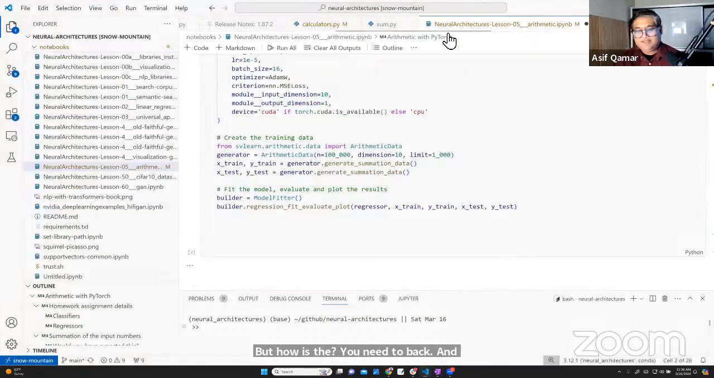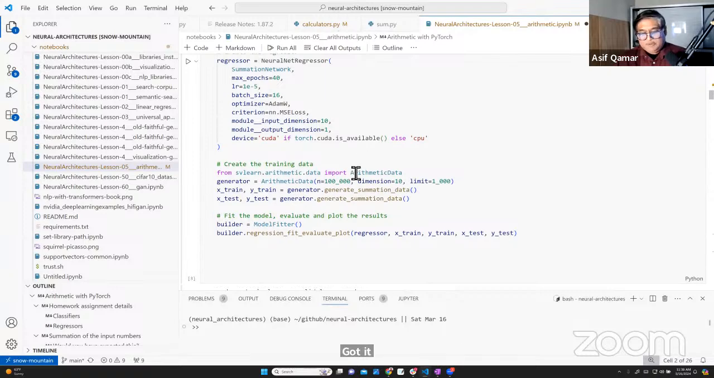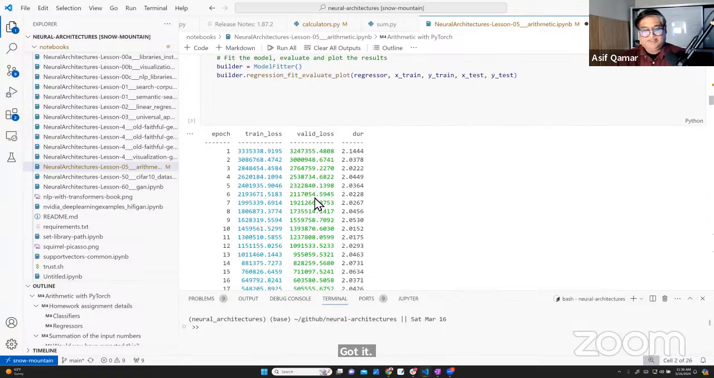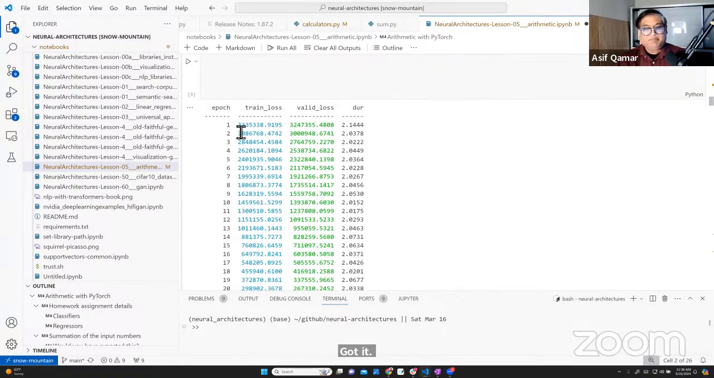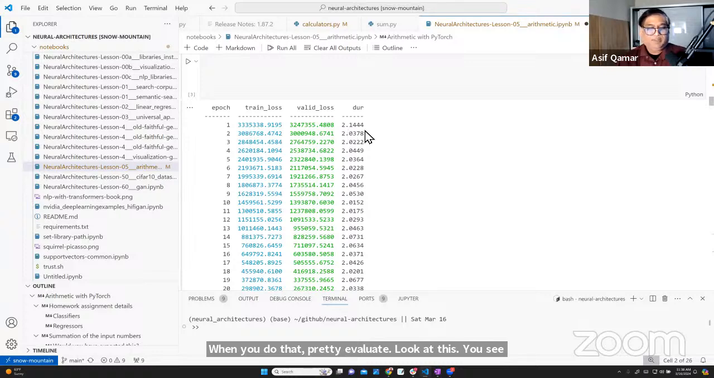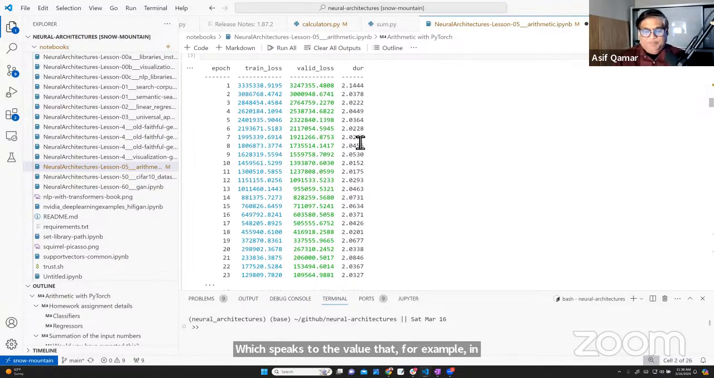Right? And so we do that. When you do the fit and evaluate, look at this. You see that you start with a massive training loss. In fact, it's dangerously close to blowing up, right? Which speaks to the value of what, for example, Ishila brought up: could we use an L1 regularization on the MSE loss.